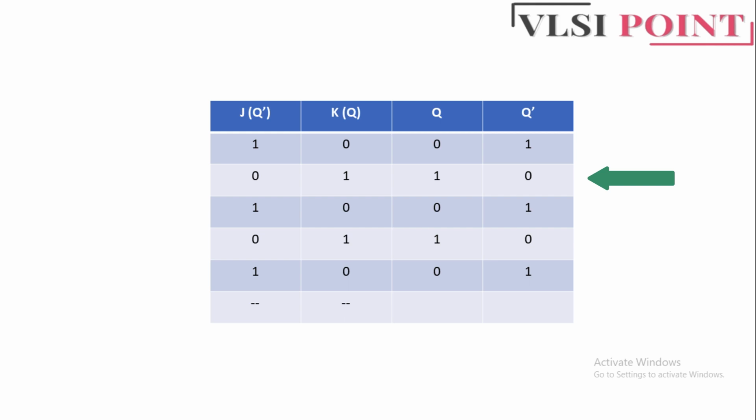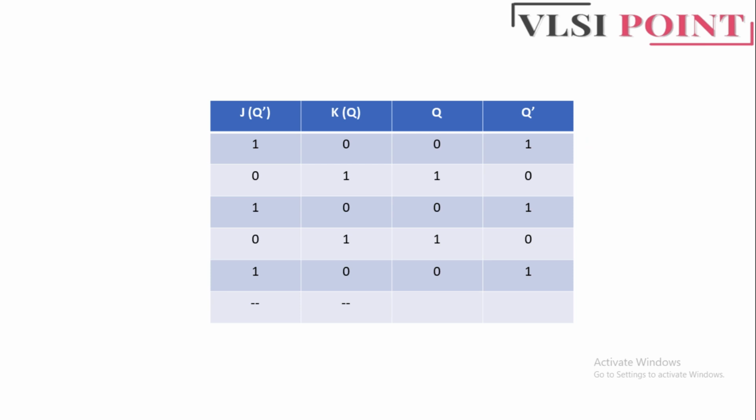Based on that, again you can assign the values to J and K. If J is 0 and K is 1, then obviously the output will be 0. If Q is 0, then Q bar is 1. Based on that, again you can assign the values to J and K. If J is 1 and K is 0, then the output will be 1. Q is 1, that means Q bar is 0. Again, based on these values, you can assign the values to J and K. So one thing you can notice here, we are getting the same value after 2 clocks: 0, 1, then again 0, 1, then again 0, 1.